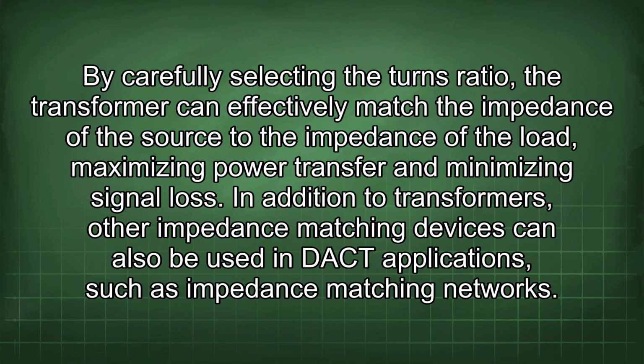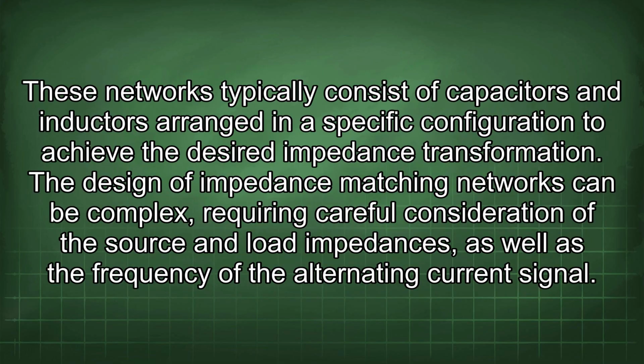In addition to transformers, other impedance matching devices can also be used in DACT applications, such as impedance matching networks. These networks typically consist of capacitors and inductors arranged in a specific configuration to achieve the desired impedance transformation. The design of impedance matching networks can be complex, requiring careful consideration of the source and load impedances, as well as the frequency of the alternating current signal.